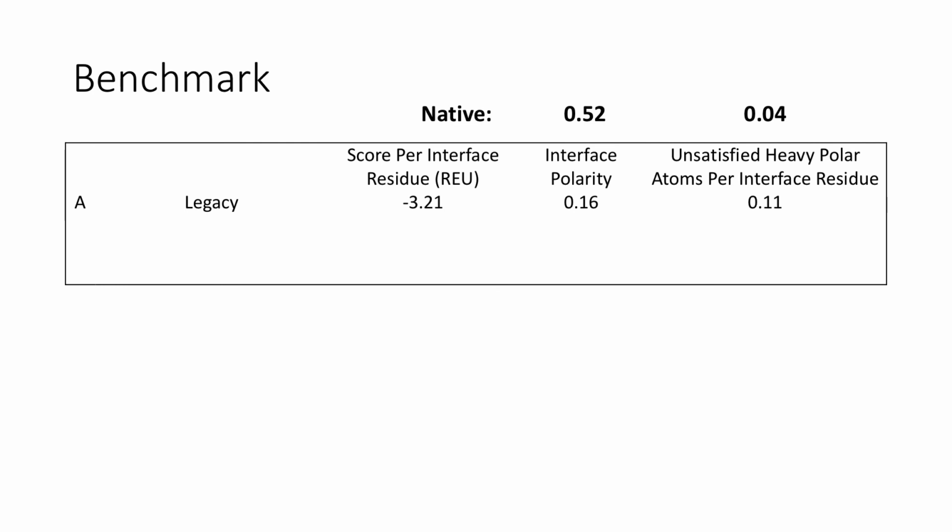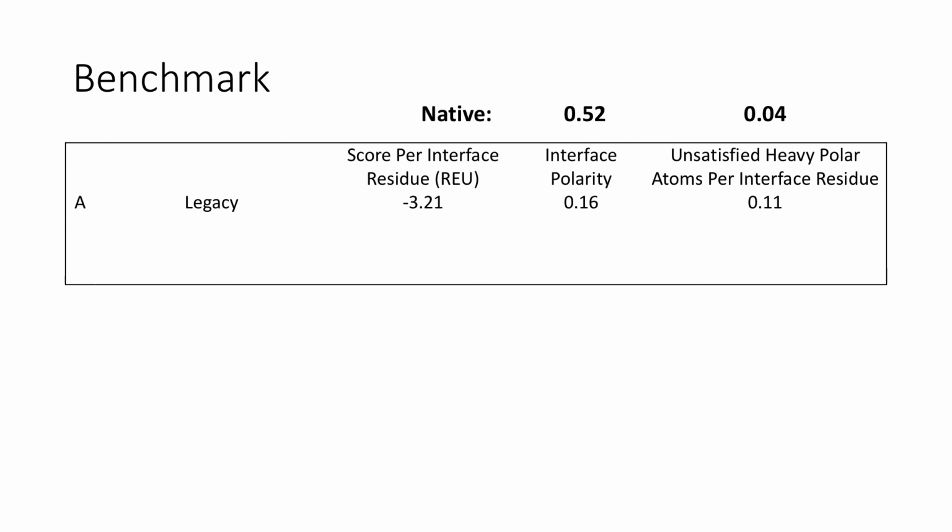So looking just at protein A first, the legacy protocol gives you negative 3.21 Rosetta energy units per residue. That doesn't mean much right now. Only 16% of the residues at the interface are polar. You can compare this to native, where it's 52%. That's a problem when you start talking about solubility. And even though there aren't many polar residues, there's a large number of polar atoms without hydrogen bonding partners.